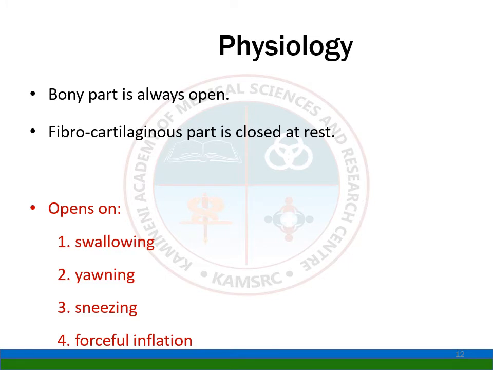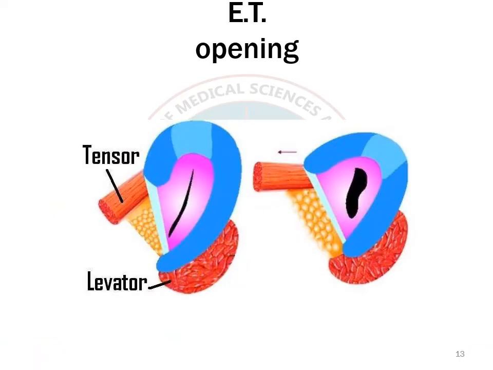Now the physiology: what is the function of the eustachian tube and when does it open? The bony part always remains open; it never closes, because it is bony. The fibrocartilaginous part is always closed at rest. It opens only on swallowing, yawning, sneezing, and forceful inflation. These are important points. When the eustachian tube opens, the tensor tympani tenses and the tube is opened.